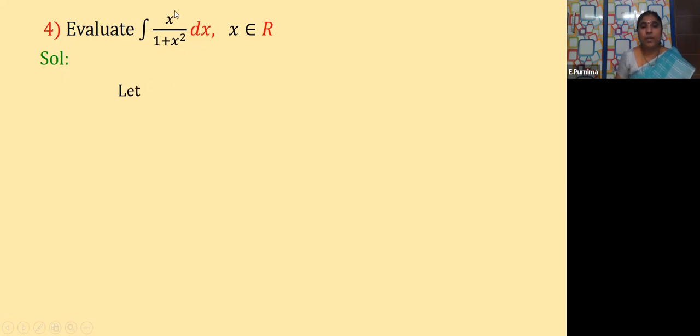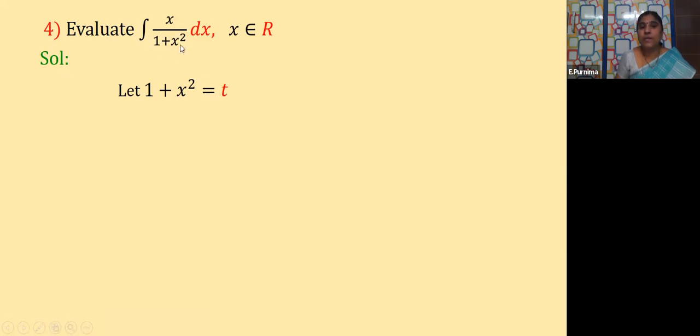So in this sum, let us assume this denominator 1 plus x square is equal to t. As I said to you, this is our f of x. In this f of x, any term can be taken as a separate term g of x. So in this whole term x by 1 plus x square, I am considering 1 plus x square as t. Now this is my g of x. Is it clear? This is my g of x.